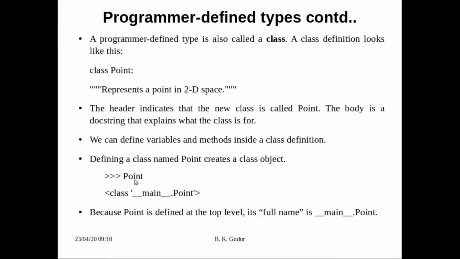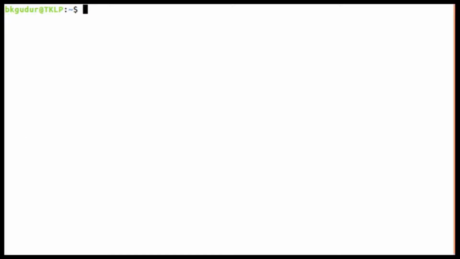Like say if I type a point, it is going to tell me this is a class object. Because point is defined at the top level, this will be the full name. So whatever the point, the class variable will be there, its name will be something like this. Before we proceed further, let me show you a simple example to create a class.